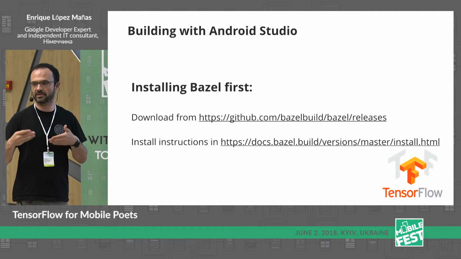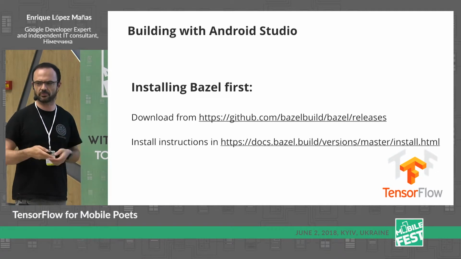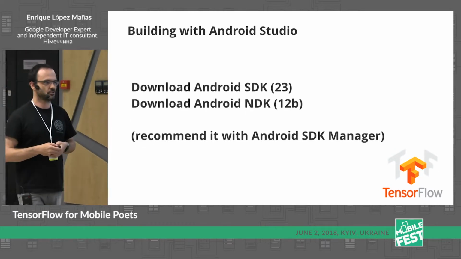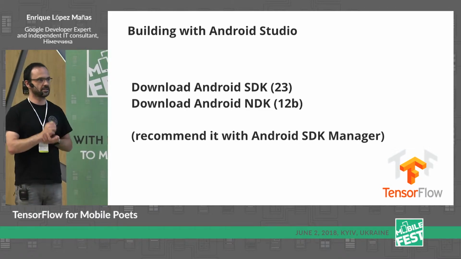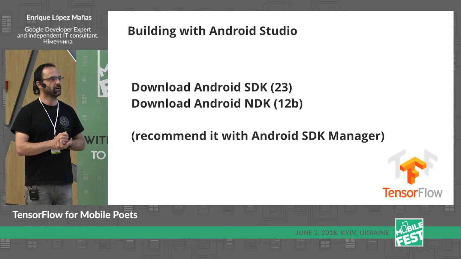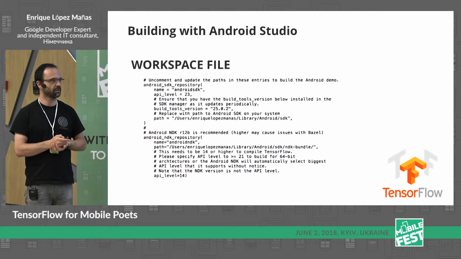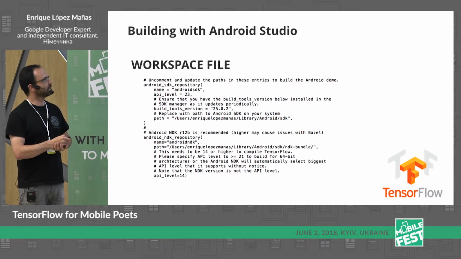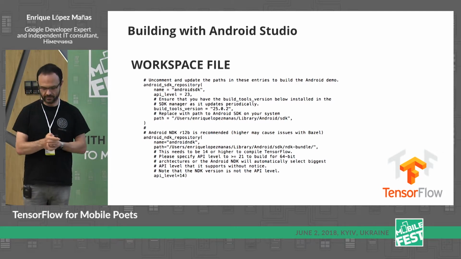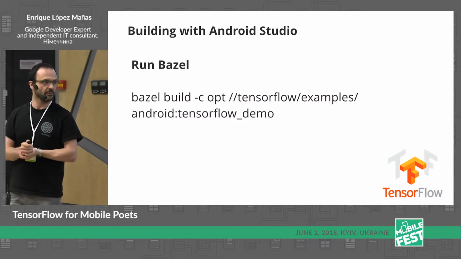To actually follow the install instructions might take you 2-3 hours. You need to download the Android Studio SDK 23, the Android NDK 12b. It's recommended to do it with Android Manager. If not, it breaks very often. You need to update your workspace file and change the path where you have the SDK and the path where you have the NDK. So as you can see, it's still very manual.